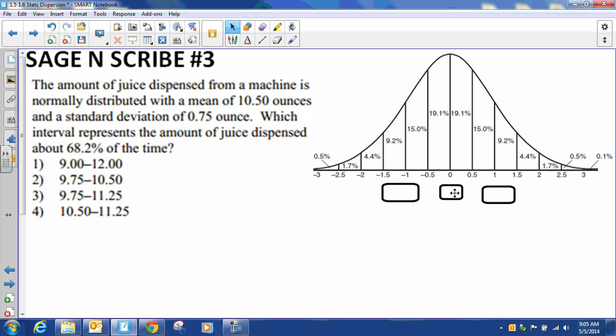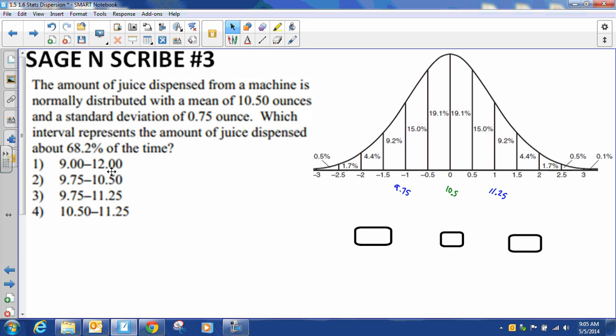Number 3, the mean is 10.5, and the standard deviation is 0.75. So I'm going to add 0.75, subtract 0.75. Which interval represents the amount of juice dispensed about 68.2% of the time? Well, we know that's going to be 9.75 to 11.25.